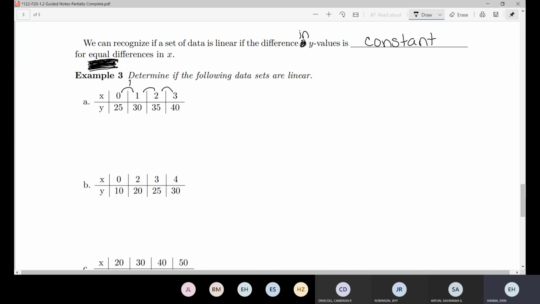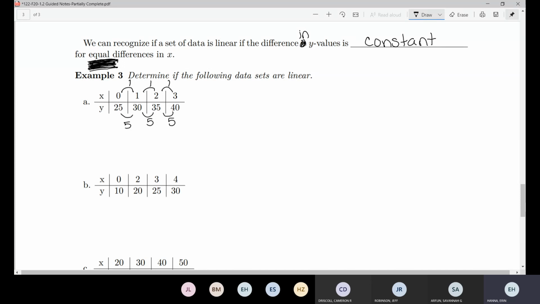So from 0 to 1, I increased by 1. From 1 to 2, I increased by 1. From 2 to 3, I increased by 1. From 25 to 30, I increased by 5, and then by 5, and then by 5. Okay? So I don't necessarily have to take each and every pair and find the slopes between them, but if you wanted to pull off all of these points and find the slope between them and see if they match, you can do that as well.